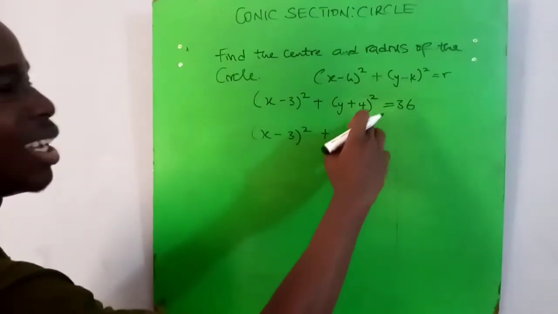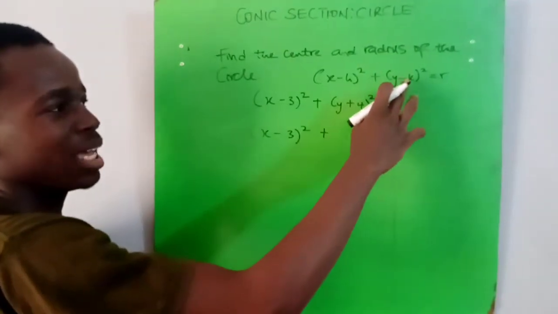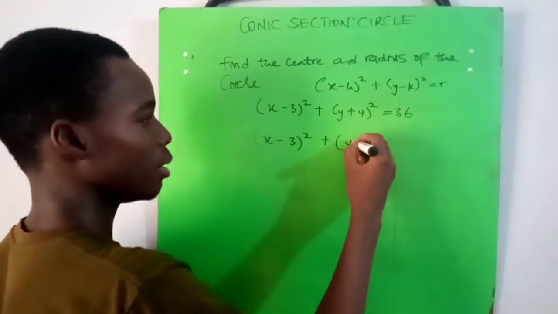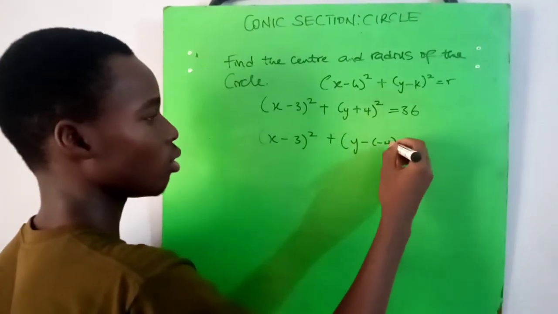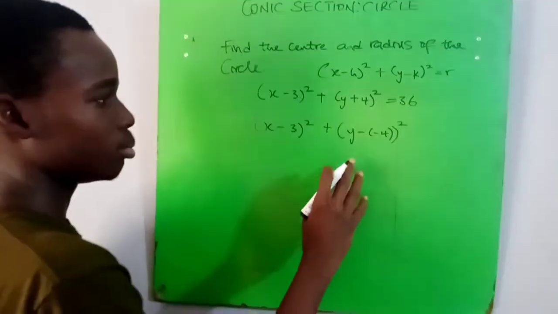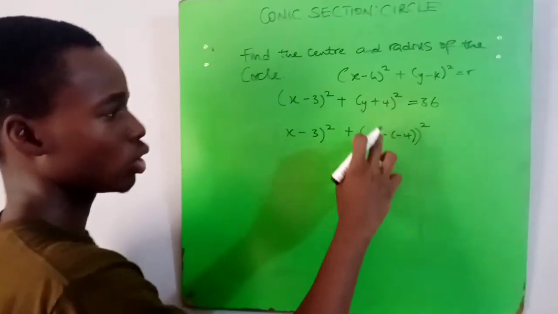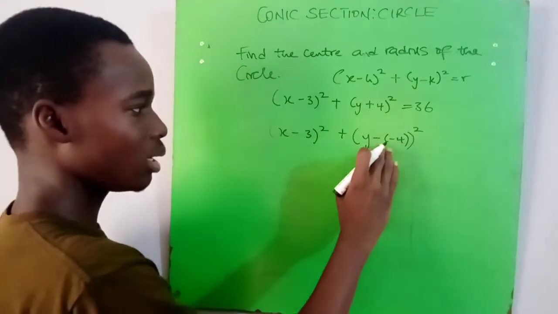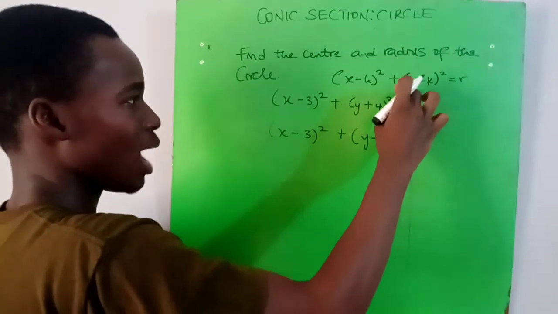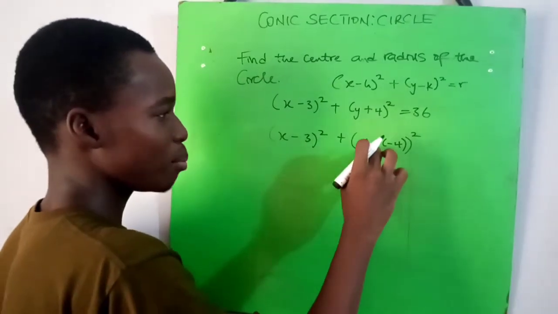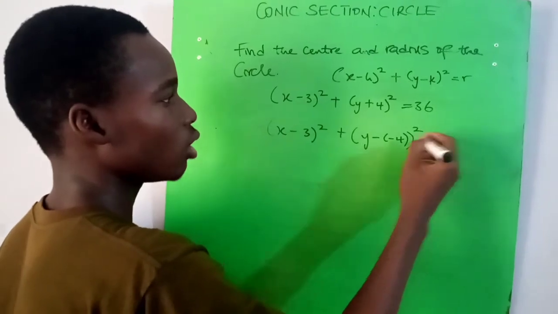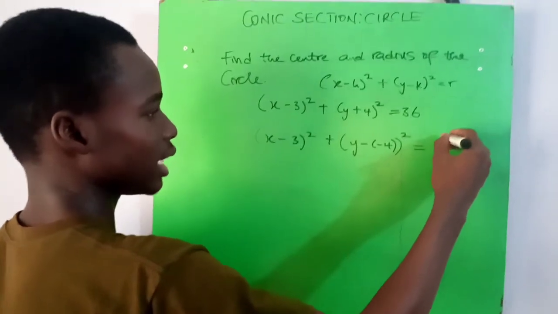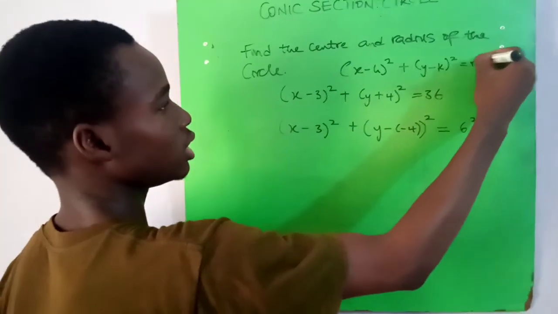Now, y plus 4 does not so much look like y minus k. So how do we make it look like this? We can say y minus minus 4 all squared. Now, mind you, minus times minus gives us plus. So it's still the same thing as y plus 4. But now what we did is make it look like y minus k. So now we have y minus minus 4. We now have equal to 36, and 36 is written as 6 squared. Mind you, this is r squared.